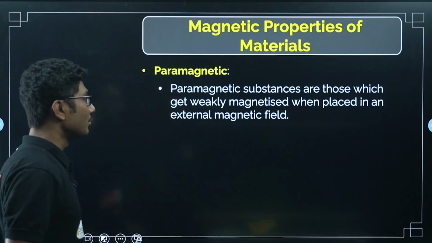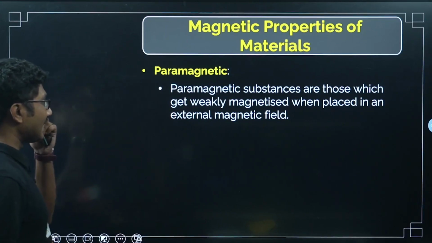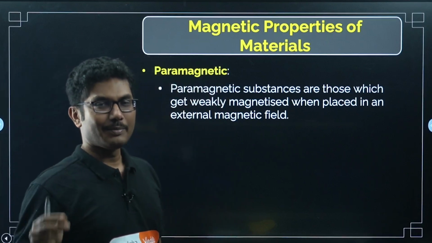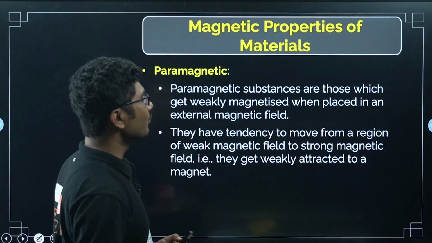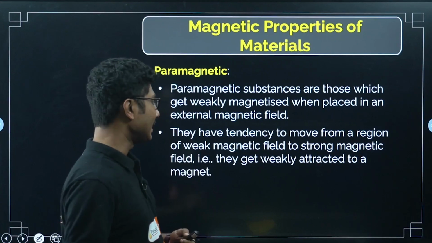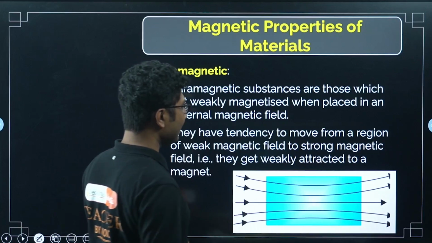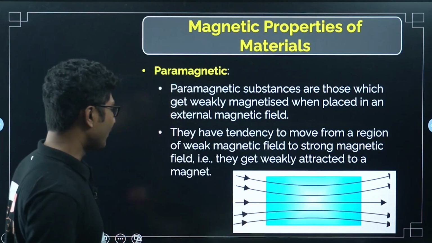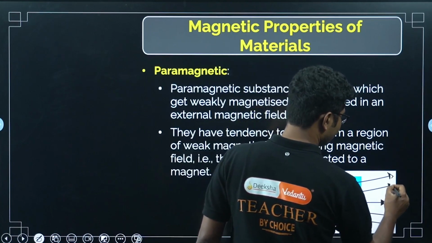Now next is paramagnetic substance. Paramagnetic substances are those which get weakly magnetized, very weakly magnetized, when placed in an external magnetic field. So they are getting attracted by the magnetic field, but very weakly. They have a tendency to move from a region of weak magnetic field to strong magnetic field. As I said, they get weakly attracted to the magnet. Now if you draw the magnetic field lines, you will see the magnetic field lines are going in by a small amount.